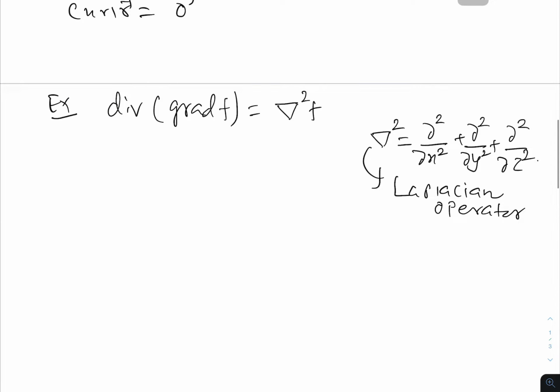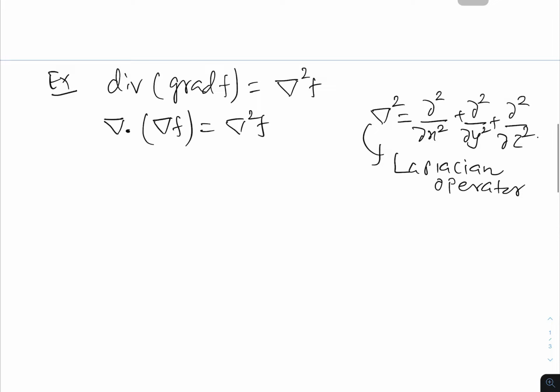So we want to prove that divergence of gradient of f is del square f, or even in symbols you can write del dot. Divergence means del dot. Grad f, that means del f. So del dot del f equal to del square f. So let us solve this example.